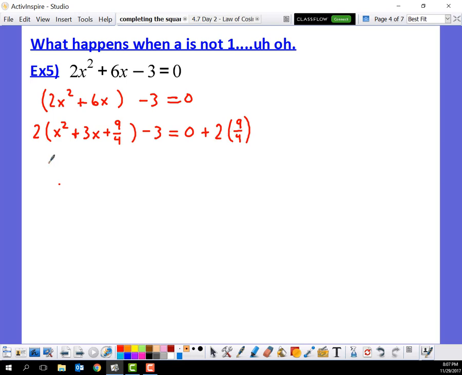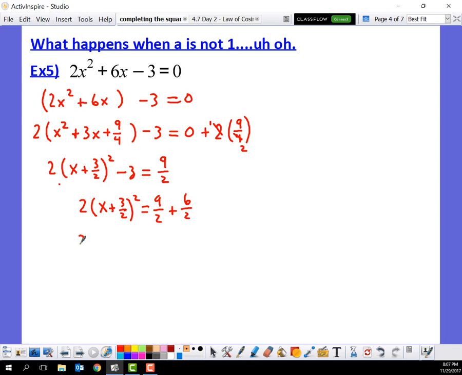Okay? So now we can clear this up. We can do 2 times x plus 3/2, the quantity squared, minus 3 equals 2 times 9/4. Okay, when I do this multiplication, that 2 turns into a 1, and it changes that 4 into a 2. So that's just going to be 9/2. Then I'm going to add 3 to both sides. So we get 2 times the quantity x plus 3/2 quantity squared equals 9/2 plus 3. I'm going to think of 3 as 6/2.